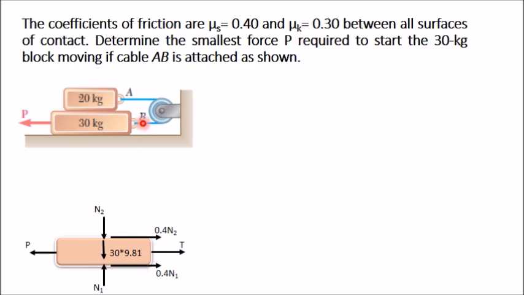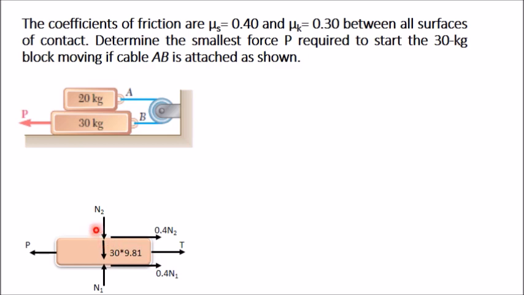Now this is connected with one cable, so here one force will appear. This force is shown as tension T, and one force is applied. This is the external force which is applied here, P. Now you have to determine the value of P so that this block will just start to move.